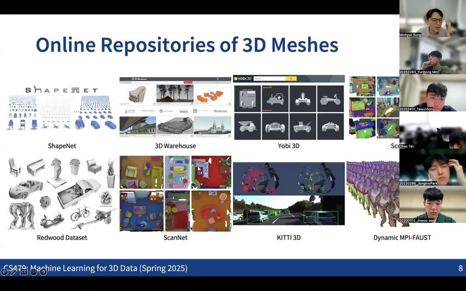And also we can see lots of databases for 3D meshes. Those are all 3D mesh databases online, including databases for objects like this, and also databases for scanned scenes like this, and also for human bodies, or many other things that we can see in outdoor scenes as well.